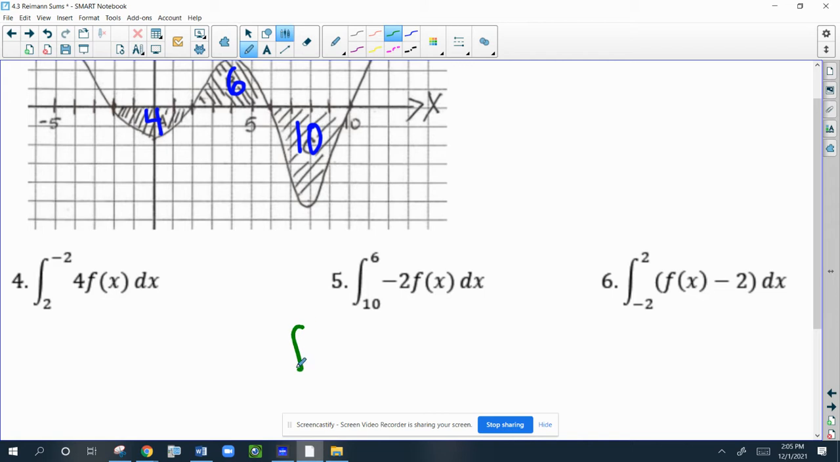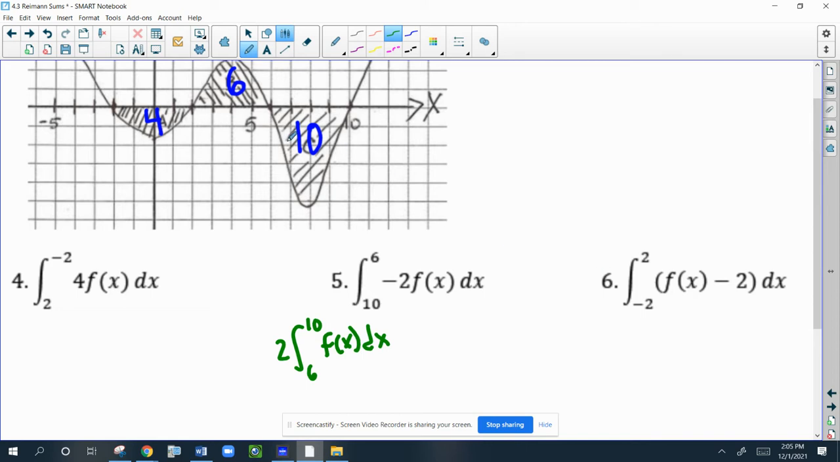So I'm flipping the limits so we can go as we normally go from left to right. That would make this negative a positive, and then the 2 I want to keep factored out. So this is what number 5 would look like.